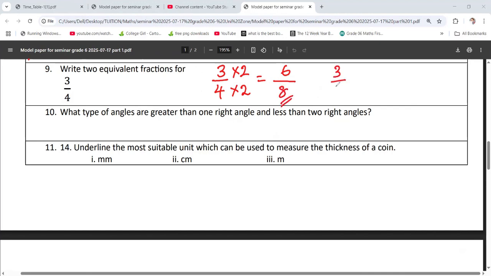And also I'll write another equivalent fraction. For that, I will multiply by 3. 3 into 3 is 9. 4 into 3 is 12.